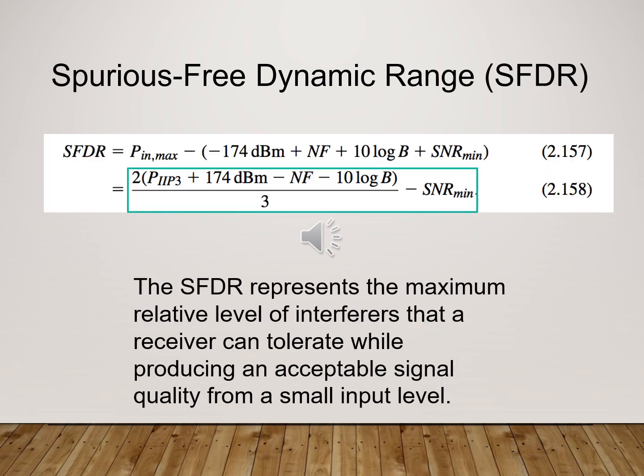In this slide, we express how we can calculate the SFDR as an equation. In general, SFDR represents the maximum relative level of interference that a receiver can tolerate while producing acceptable signal quality from a small input level.